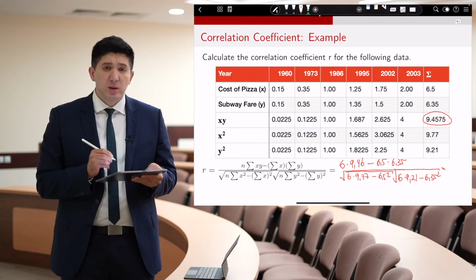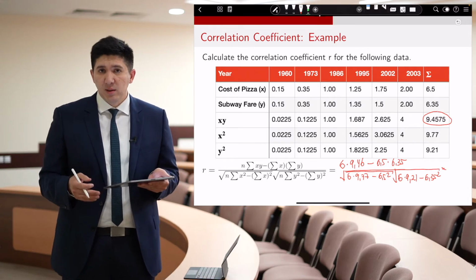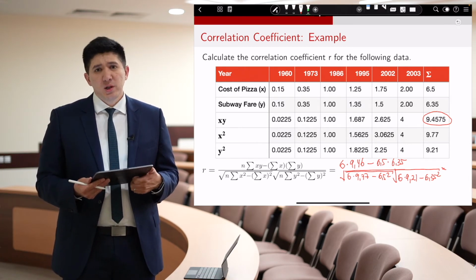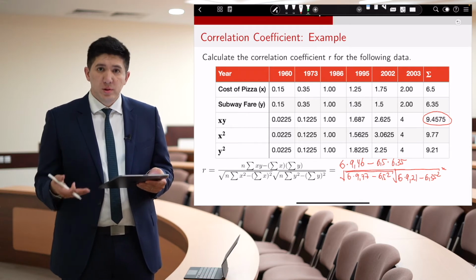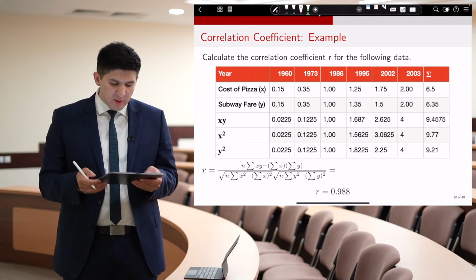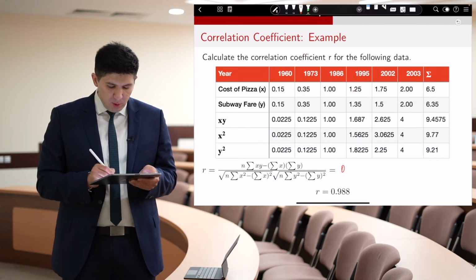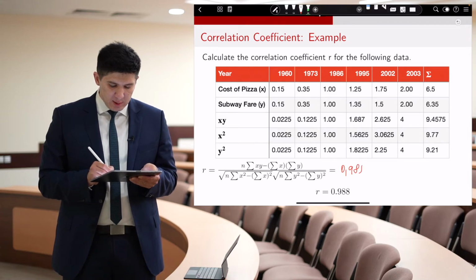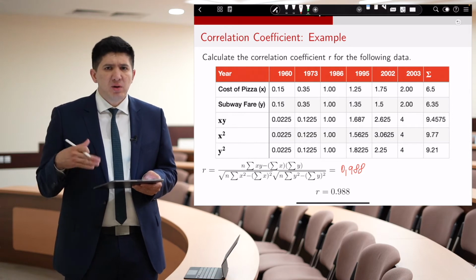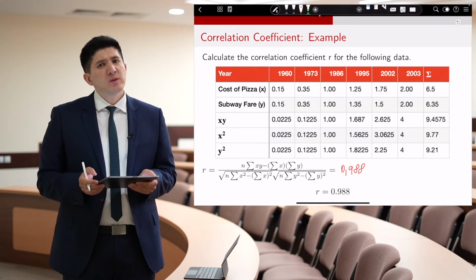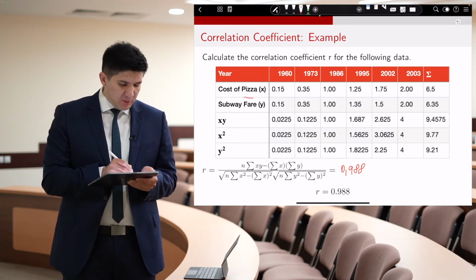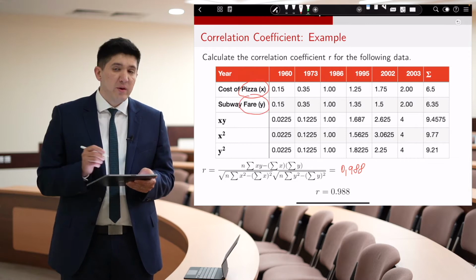So probably you need a good calculator in the exam in order to do all of these calculations, or you can use some other online tools like Google Sheets or Microsoft Excel in order to do these calculations. And if you put together all of these numbers, you're going to get the value for r to be equal to 0.988. This means that the value of r is really close to 1. There is a strong correlation between x and y, between the cost for the pizza and subway fares.